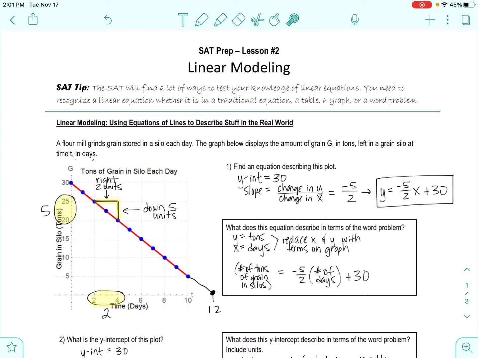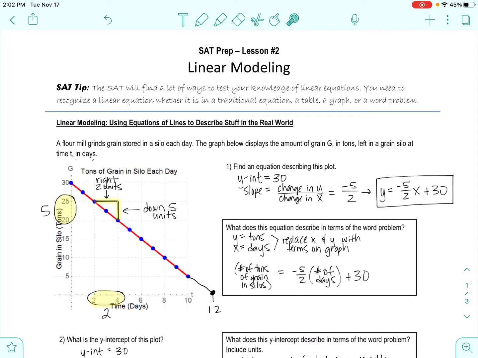So the very first thing, what you'll see here is we have a line on a graph. This is a coordinate plane. The x values represent time in days, and the y values represent the amount of grain in the silo in terms of tons. And so we've got a flour mill that grinds grain stored in a silo. A silo is one of those giant cylindrical things with a conical roof on it that you see on farms, and they keep grain in them. Anyways, it's asking us to find the equation describing this plot.